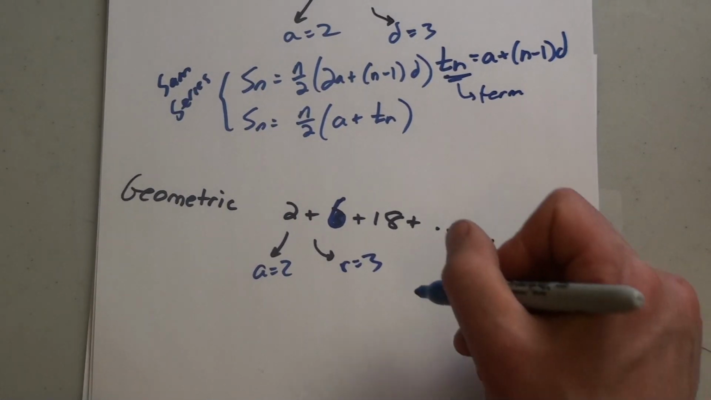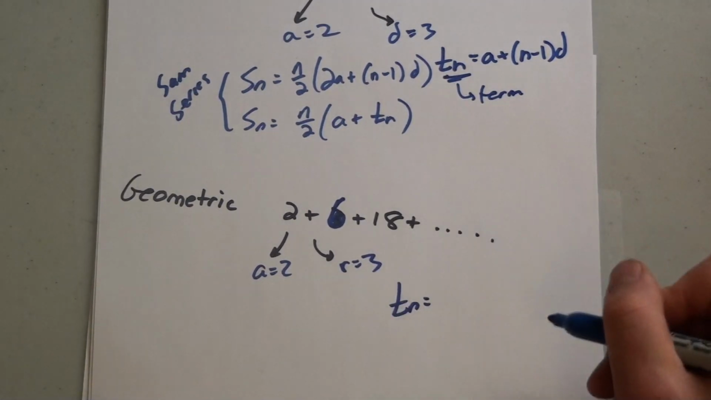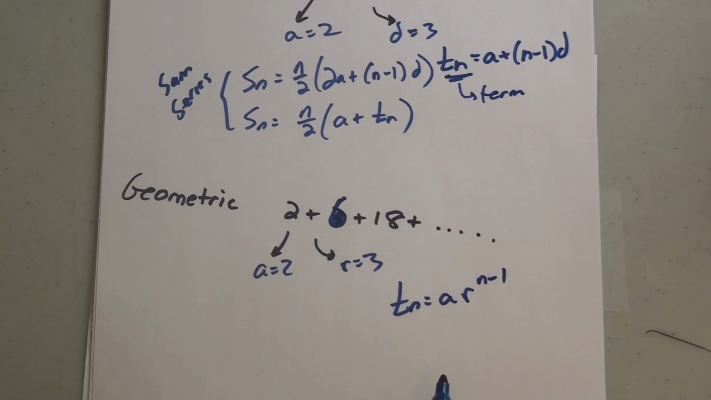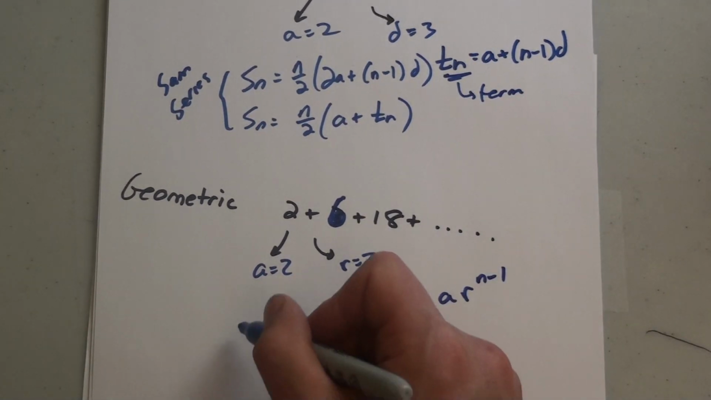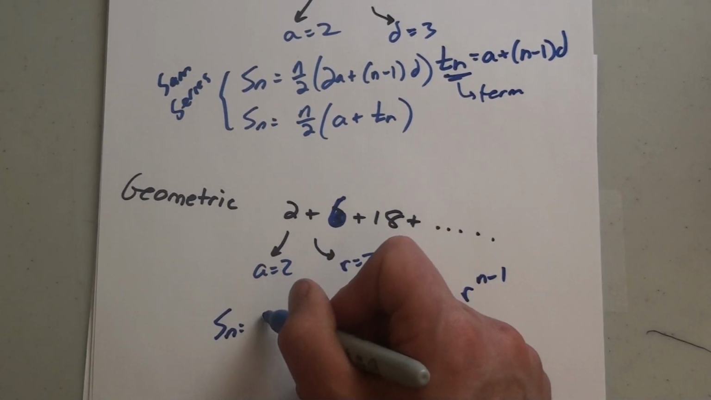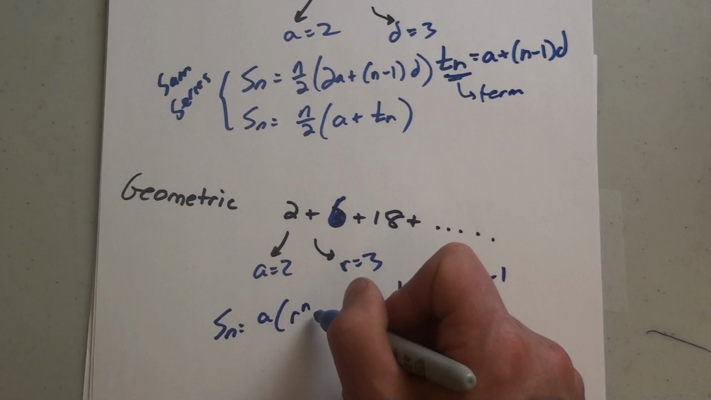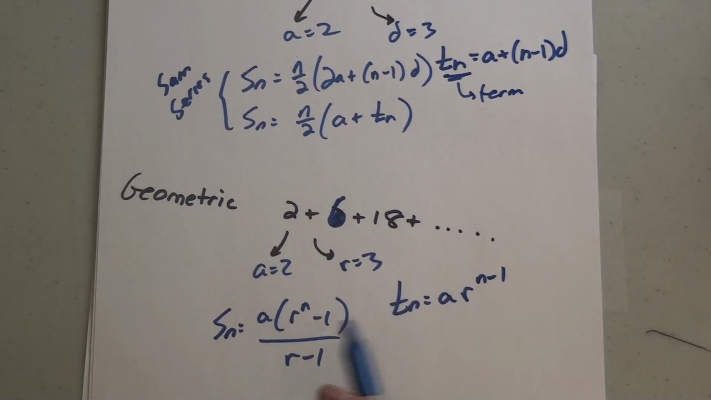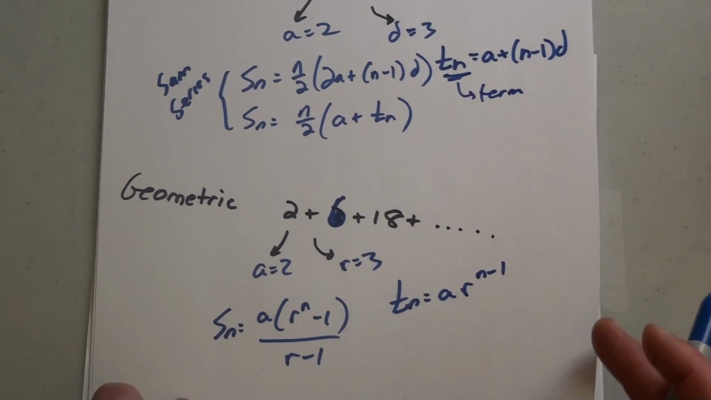And the formulas I want to use: the term formula, Tn equals a r to the n minus 1. So that's for the term, and then Sn equals a times (r to the n minus 1) over (r minus 1) for the sum of the series. So using these formulas, we're going to answer a few questions.